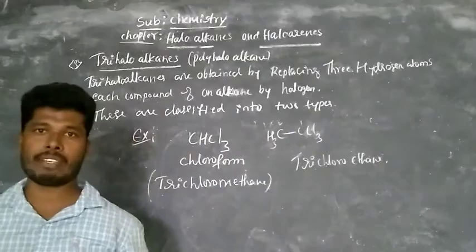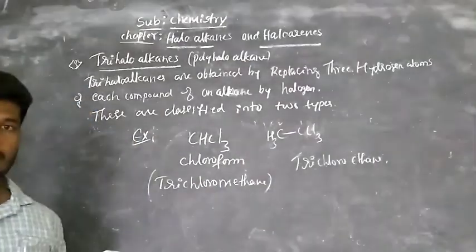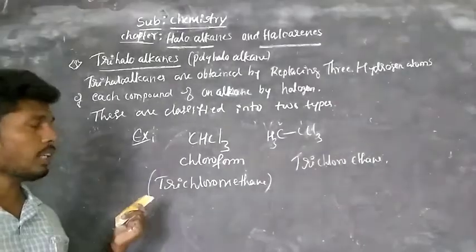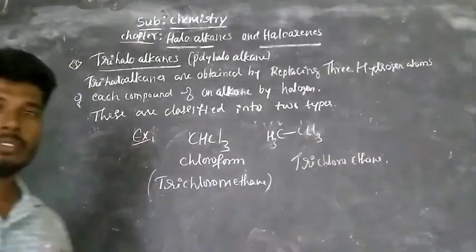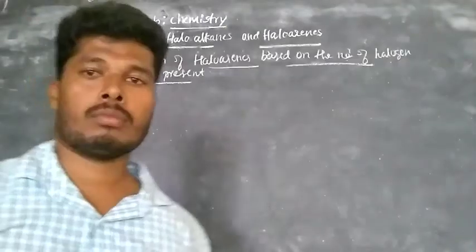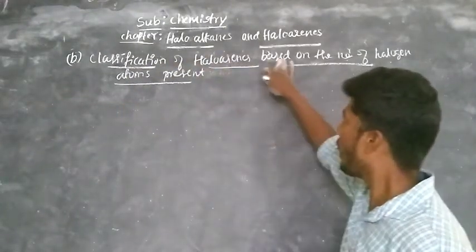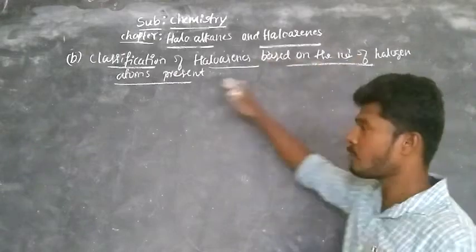This is the classification of haloalkanes, that is based on the number of halogen atoms attached to the carbon atom. So the next one is classification of haloarenes based on the number of halogen atoms present.